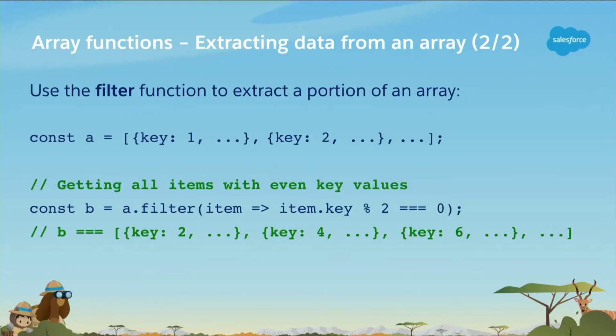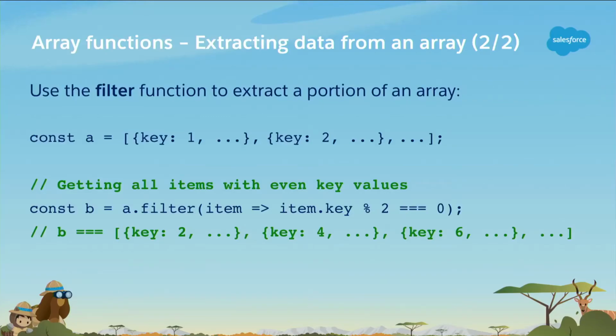So here I wrote another function to filter. We're using the modulus operator to filter basically even values. So we only extract even key values from our array list. So we get only the key values with key 2, 4, 6, 8, etc. That's another way to write it down.